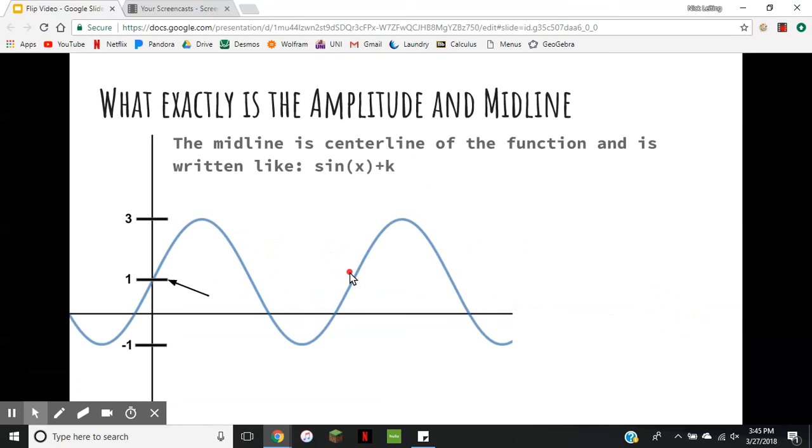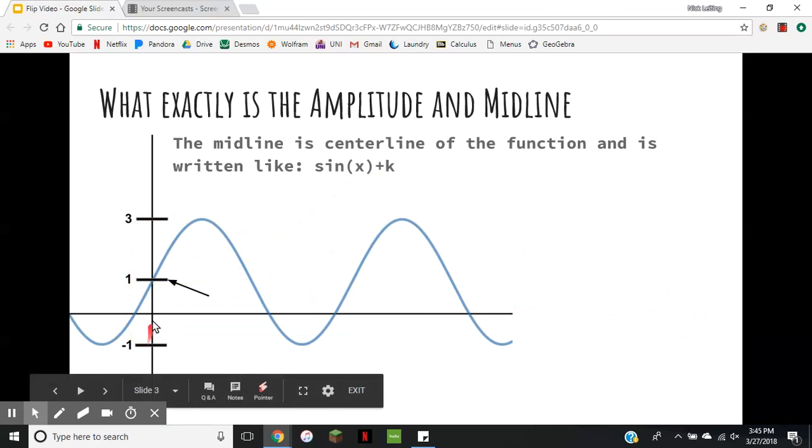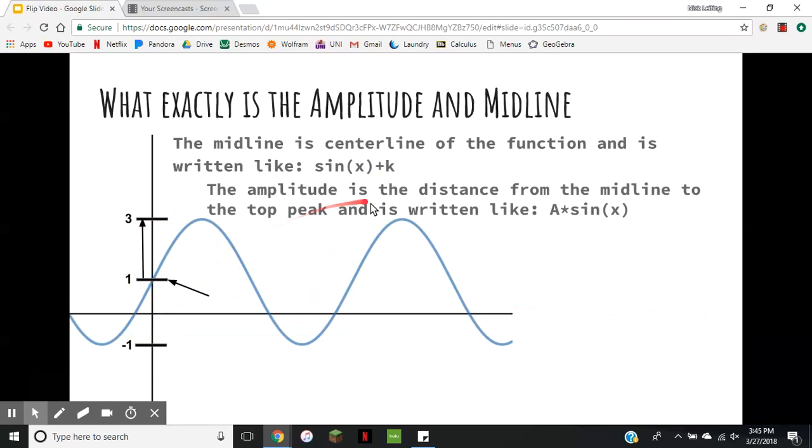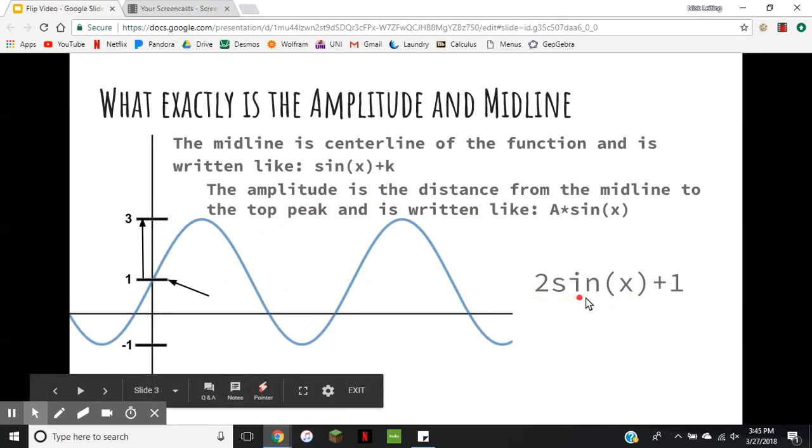As we see here, the function of the vertical shift is sine x plus k, and in this function down here we see that the midline is at 1, and you can tell this because the average of 3 and -1 is a positive 1. And the amplitude of this function, which is the distance between the midline and the top peak, is 2, because it's 3 minus 1, I should say. And this is what the function looks like together: 2 times the sine of x plus 1.